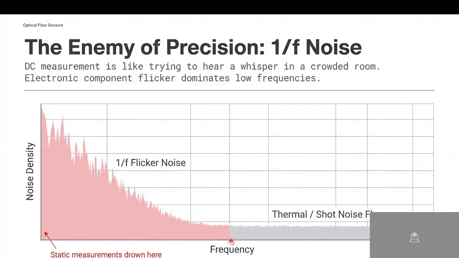flicker noise also plays a prominent role in the precision, where the DC measurement is like trying to hear a whisper in a crowded room: electronic component flicker dominates low frequencies. And you can see here that the frequency is already having the thermal shot noise floor, but this noise density, which is because of the 1 by f noise, is dominating the precision.